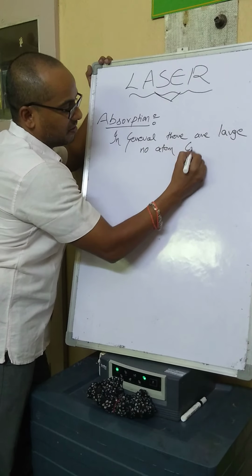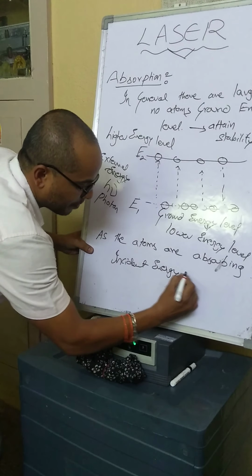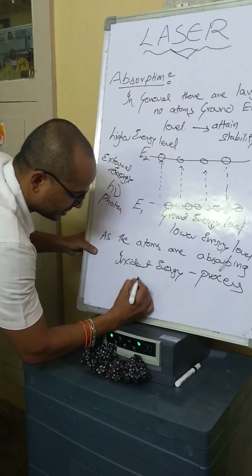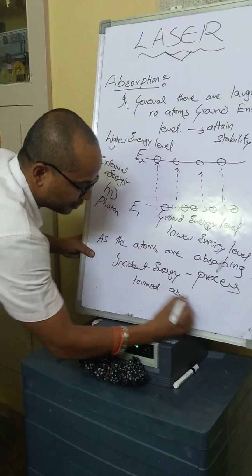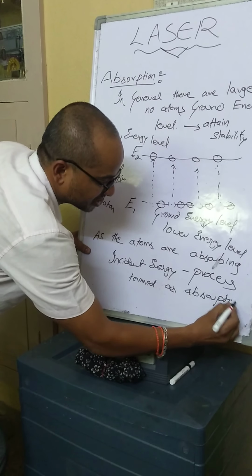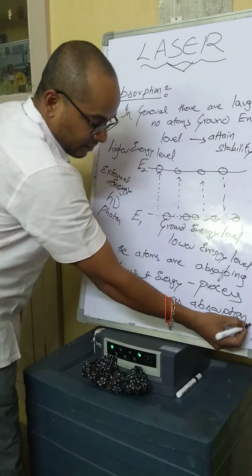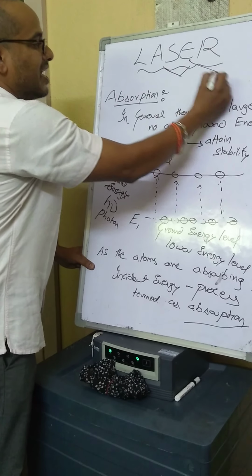And as the atoms are absorbing energy and exciting to a higher energy level, the process is known as absorption. So let me write a word here: as the atoms are absorbing incident energy, this process is termed as absorption. This is a basic step where you have to know the meaning of absorption before getting into what the word emission means.